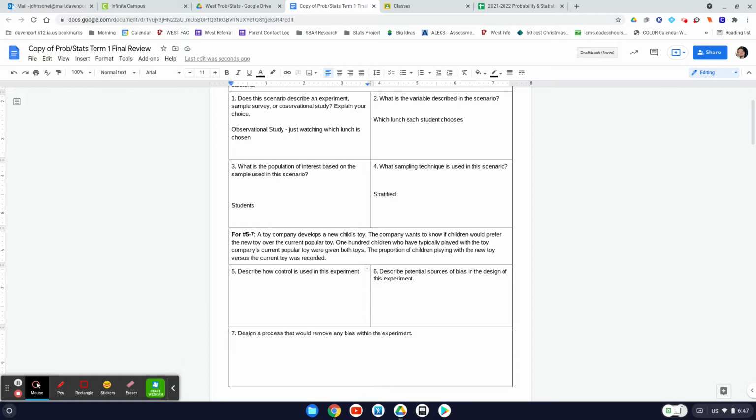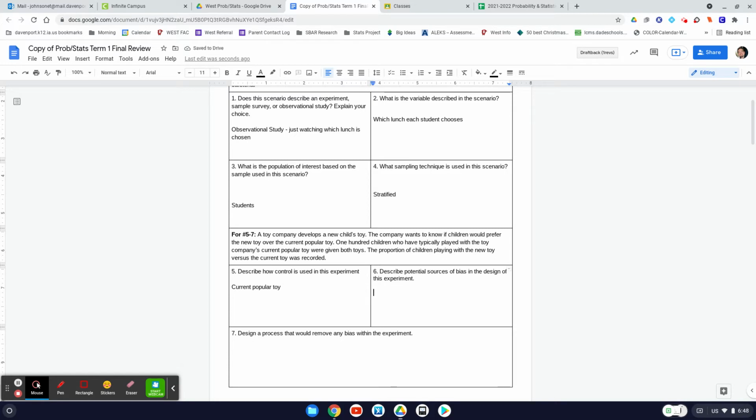So the control in this experiment. Remember, the control is the thing that we don't mess with. It's the thing that we're testing something against. Since we're testing the new toy over the current popular toy, that means the control would have to be the current popular toy.